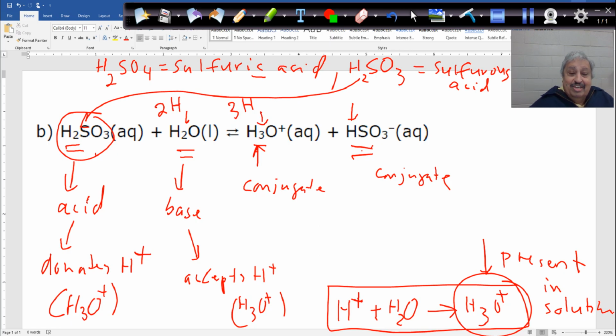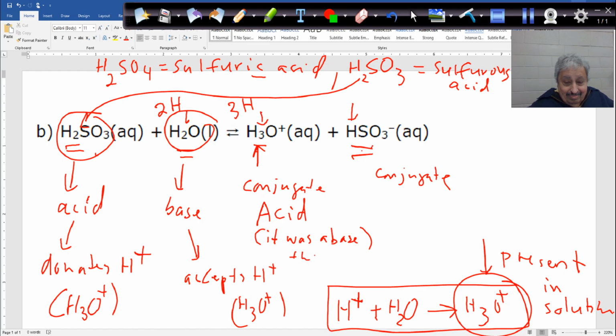It's your price. Anyway, so what do we call this one here? A conjugate, let me repeat. A conjugate acid is the opposite. It was a base that had gained H plus. A conjugate base, it was an acid that lost H plus. Make sense? So this one will be a conjugate what? Acid. Why? It was a base. It was a base that accepted H plus.